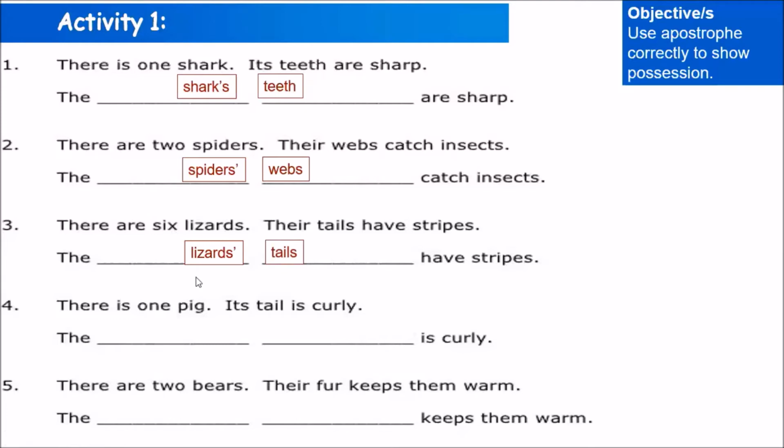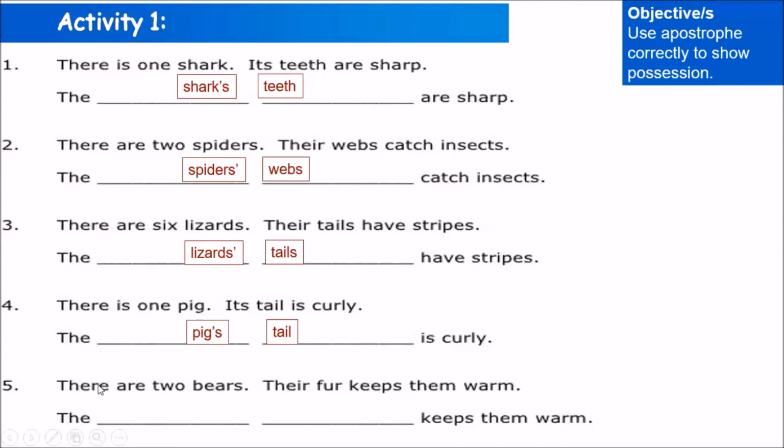Number 4, there is one pig. Its tail is curly. Who is the owner? The pig. The word pig does not end in S. We write apostrophe S. And what does the pig have? It has a tail. So we write here tail. The pig's tail is curly.